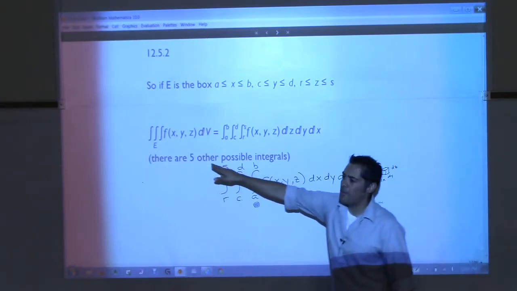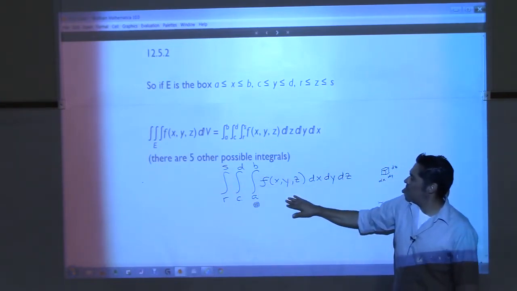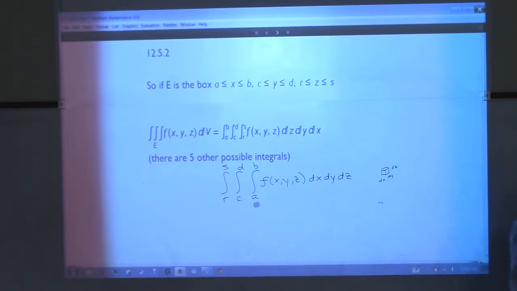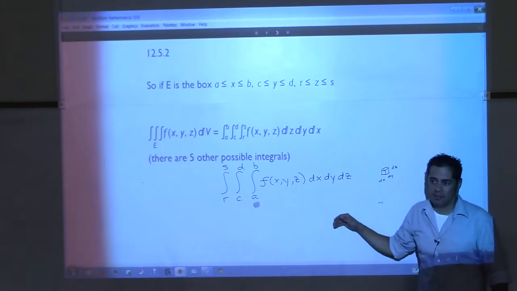That's why I say here there are 5 other possible integrals. You could do this one, and then you could do dx, dz, dy, and that's only true when you have all your variables stuck between constants. You can only switch it around when you have it stuck between constants. There are 5 possibilities, as opposed to with the double integral, where there were only 2. There were only 2 variables, so you could only really switch the 2. When you have 3, there's 6 possibilities. This one and 5 others.